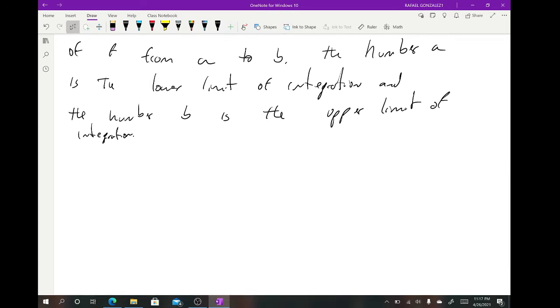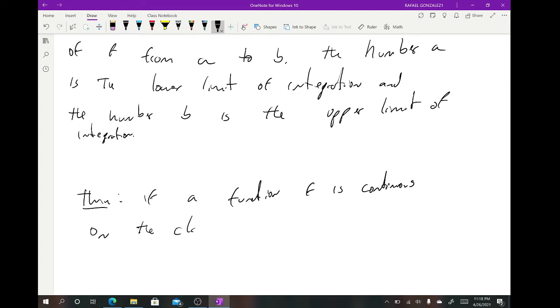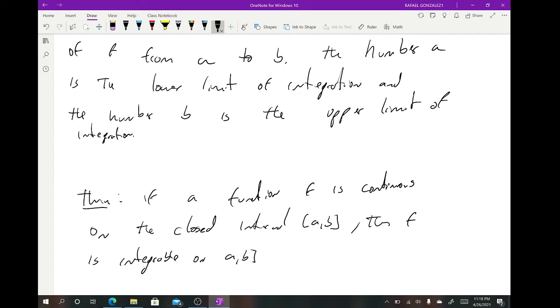Now, there's another theorem that you should definitely know. If a function f is continuous on the closed interval [a, b], then f is integrable on [a, b]. What that means is that the definite integral exists. The definite integral from a to b of f of x dx exists.